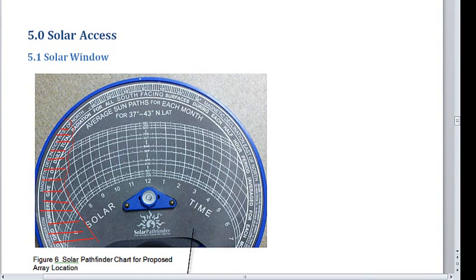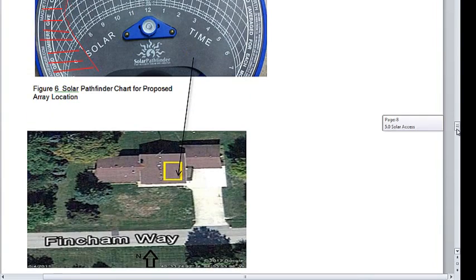Okay, so on section 5 of the site assessment, we want to look at the solar access and the availability of sun that's out there. There are quite a few ways of doing this. Now, here's how I did mine. I brought the solar pathfinder onto the roof of the location we're talking about here. You can use, say, the Sun Pathfinder Assistant program.